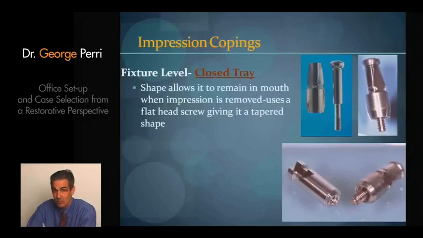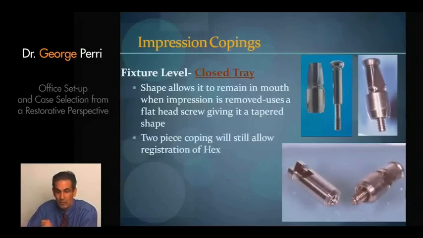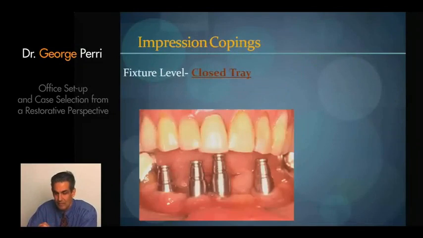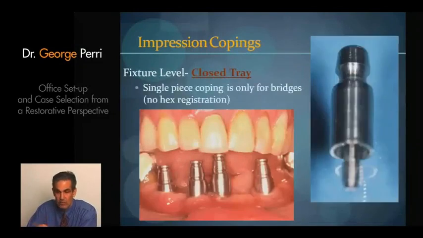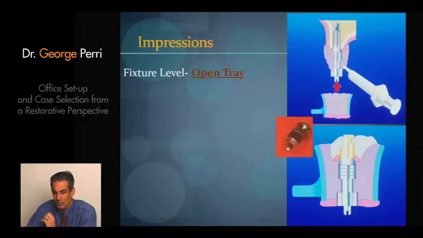So the shape allows it to stay in the mouth. We can use a closed tray. We can snap the impression out. But we need to have a two-piece impression coping to do that, to allow registration. We can also use some components, impression copings that don't engage the head of the implant, but these are limited in its use and will only allow us to do bridges, and from a laboratory point of view, sometimes gives us problems. So we rarely will use that sort of abutment.